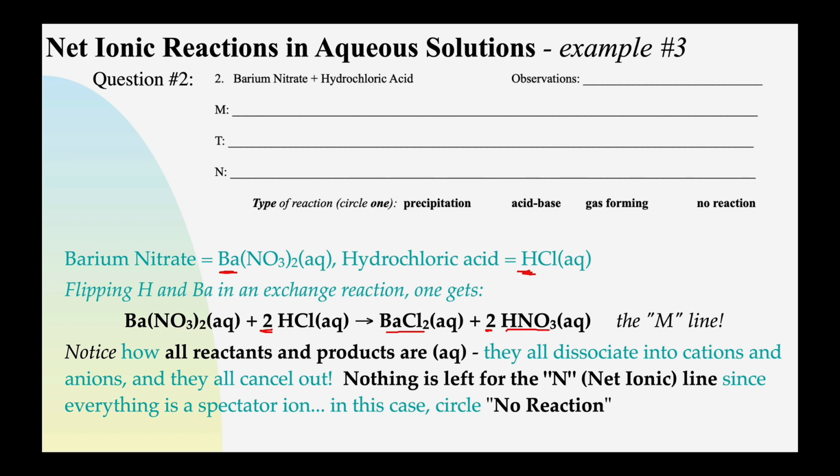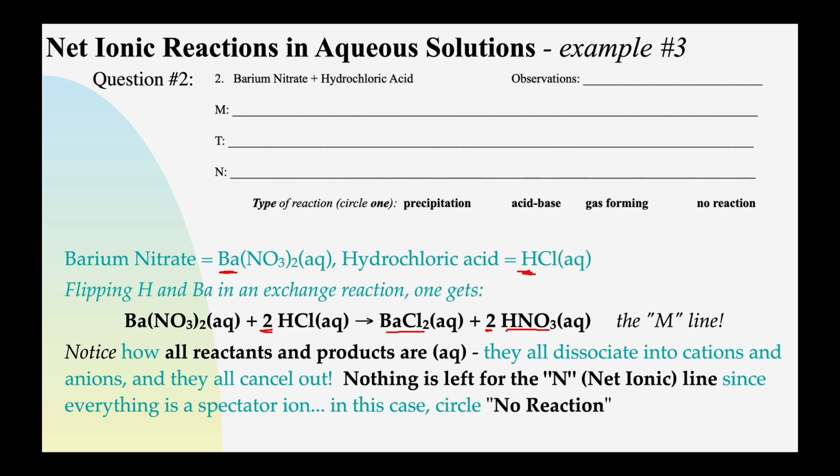Remember that if you break up the aqueous species into cations and anions, and you can then cancel them out, you're going to see that all ions here are spectators. There's no driving force for this reaction. So in the N line, there's literally nothing left over. Everything cancels out on the T line.